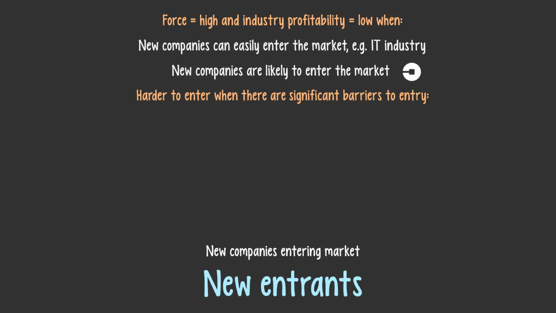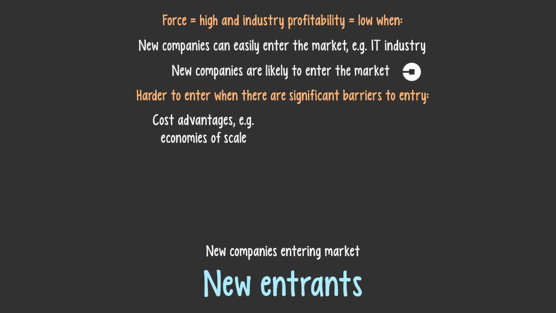So the opposite, if an industry has high or significant barriers to entry, it's going to be far harder for new entrants. And if it's far harder for new entrants, the force is going to be low, and then the industry is going to be profitable. But what kind of things cause significant barriers to entry? Well, one of them is that the cost advantages of existing competitors are significant.